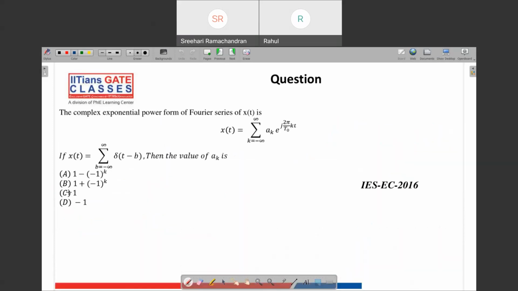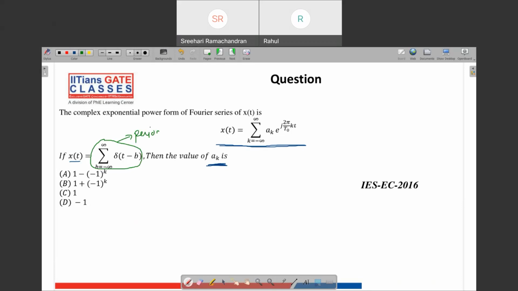Now, a problem was asked in one of the IS problems. So here we have a complex exponential representation of the Fourier series, and we have a signal x of t which is equal to the summation of delta of t minus b, where b is varying from minus infinity to infinity. We need to find out what is the value of a of k. Okay. Now, first thing is that if you see this signal, this is a periodic signal.